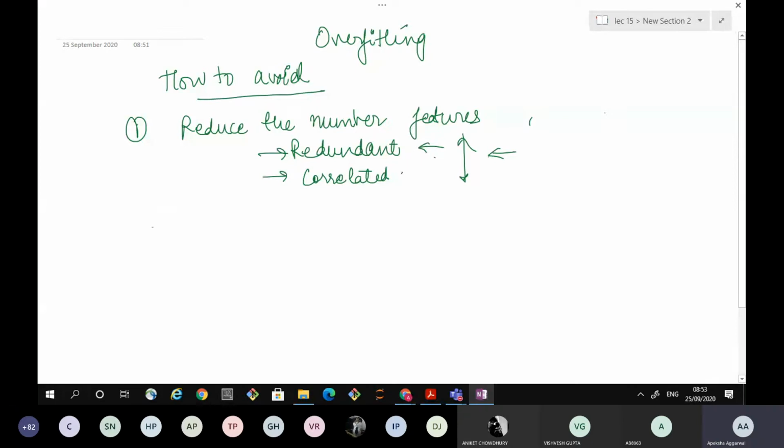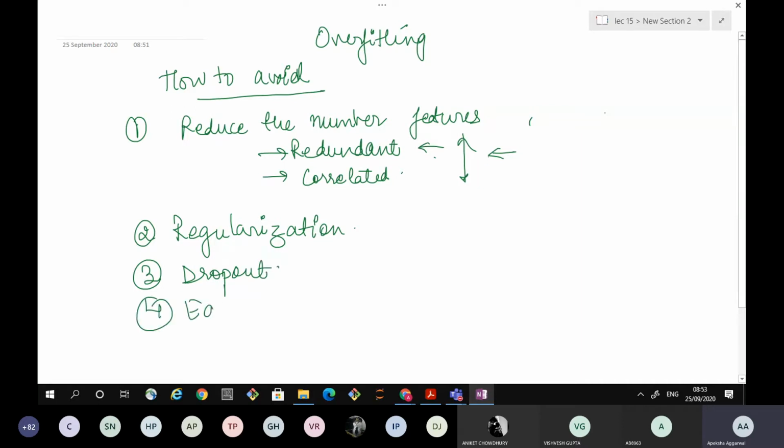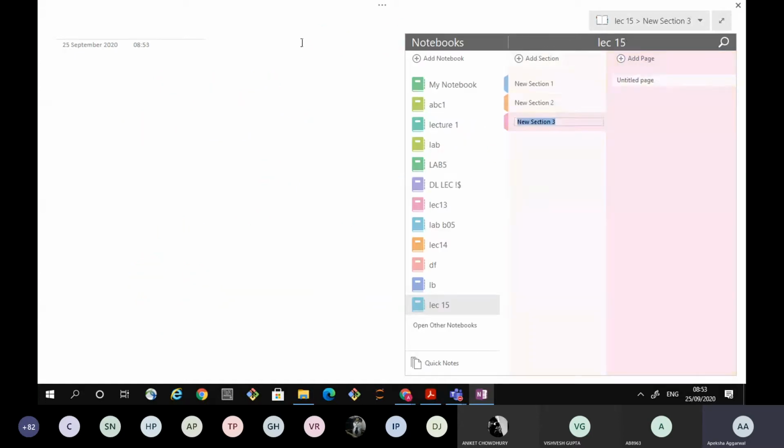Okay. The second thing that we can do is regularization. We are going to study regularization today. This is an extremely good method to avoid the overfitting situation. Third is dropout, that you might have already heard. And fourth is early stopping. We are going to have a look at all of these today in this lecture. So let's start with regularization first.